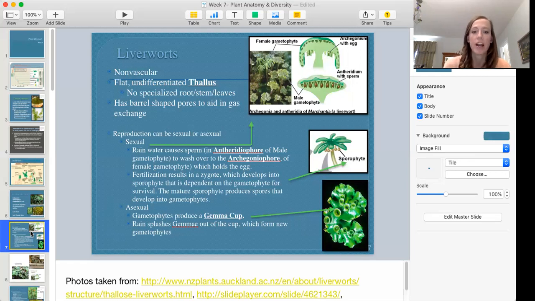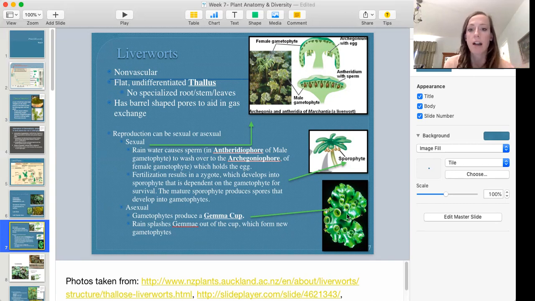Liverworts are, as I said, non-vascular, non-seeded plants. They're really kind of unspecialized. If you look at this bottom right-hand picture, the most obvious structure associated with the liverwort is this leaf-like structure called the thallus. That green, flat, leaf-like structure is the most obvious characteristic of the liverwort. It's the most dominant structure, and it's going to be the gametophyte generation. It's going to be haploid.